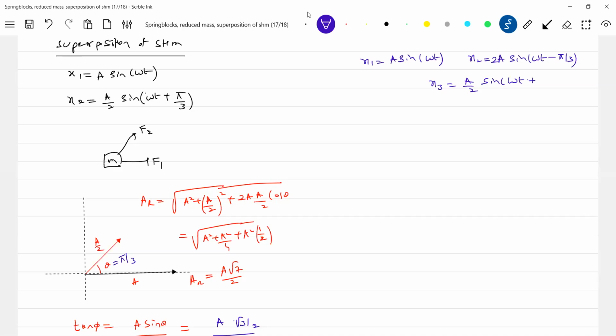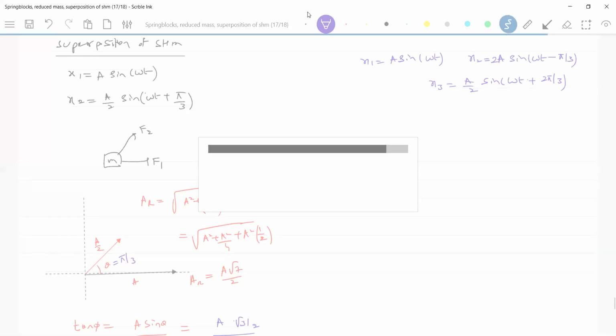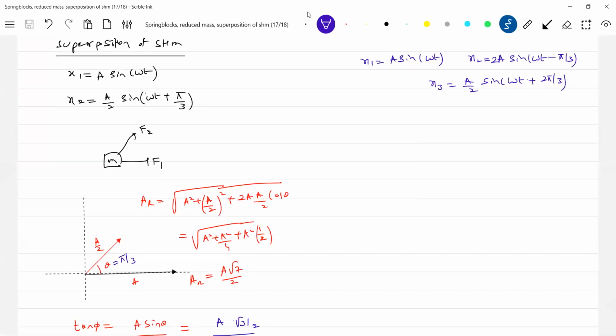Sine omega t. If we have it like this, what has to be done? I think we don't have a formula to add 3 vectors. So what we do, we go for the idea of resolution of vectors.